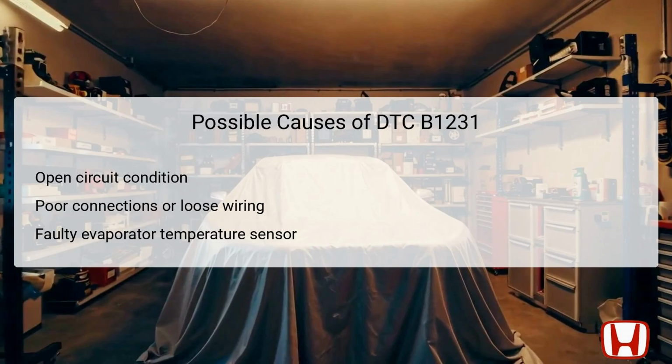Several potential causes could lead to the occurrence of DTC B1231 in a Honda Accord from 2008 to 2012. Firstly, an open circuit condition is highly likely, where the electrical pathway between the climate control unit and the evaporator temperature sensor is interrupted. This disconnect in the circuit could stem from worn-out wires or damaged connections, leading to reliability issues. Another cause may be poor connections or loose wiring, which can occur over time due to vibration or wear and tear.